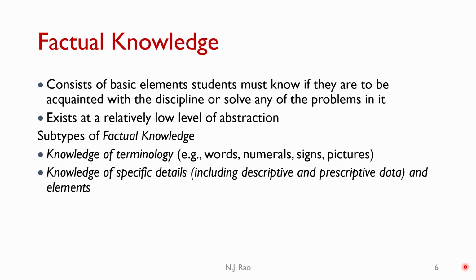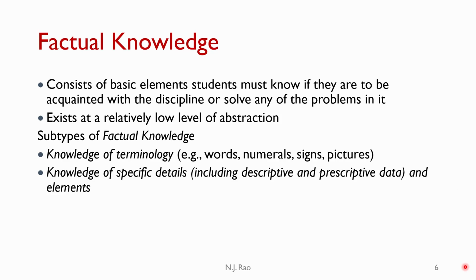And this knowledge exists at a relatively low level of abstraction. For example, what are the subtypes of factual knowledge? Knowledge of terminology. That means we use certain words, numerals, signs, symbols and pictorial representations in one specific way in any given discipline. So, to that extent it is terminology, and one has to be familiar with it. When I use a word like force, force is a word, right. So, I am always using that in the same context.